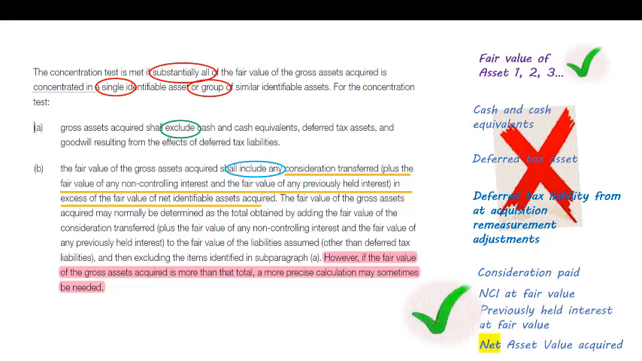This paragraph at first read may be confusing and brings to mind the question, what are we comparing to what to determine substantially all? In other words, substantially all of what? Let's look at an example for more clarity. Please refer to the illustrative example under IE 118 example I in your IFRS Part B textbook. This simple example just puts numbers to the text.